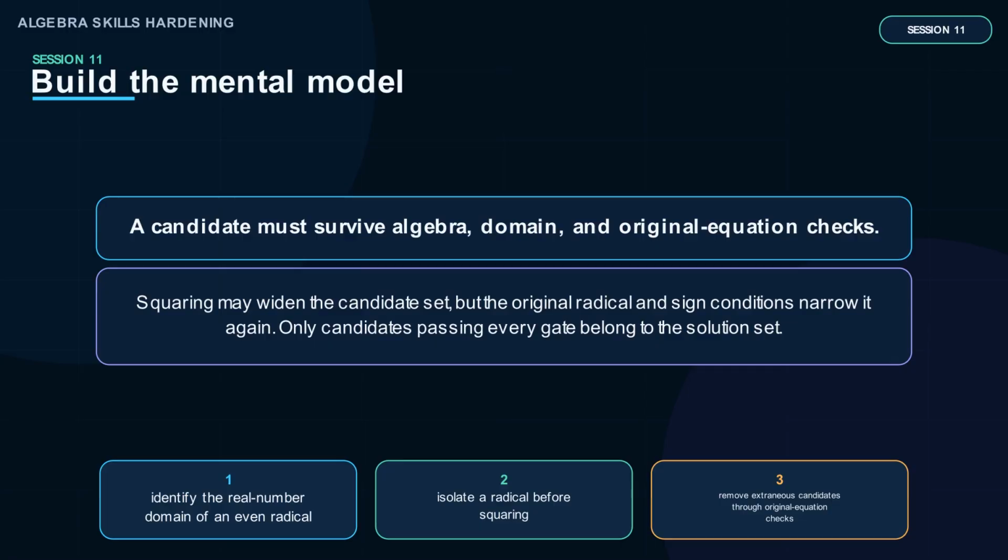The gate distinction is this. Identify the real number domain of an even radical. Then connect it to the second goal. Isolate a radical before squaring. Correct methods begin with correct interpretation. When a problem looks different, look for the same mathematical structure instead of an identical example. That transfer makes the skill durable.